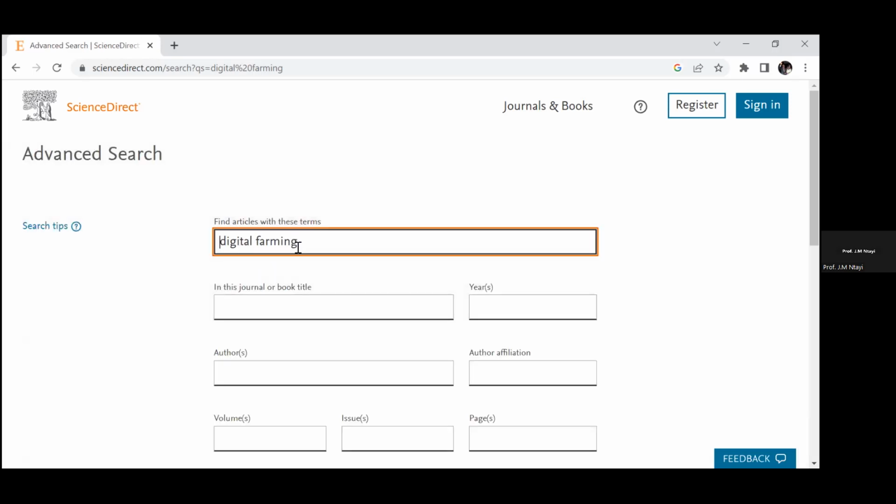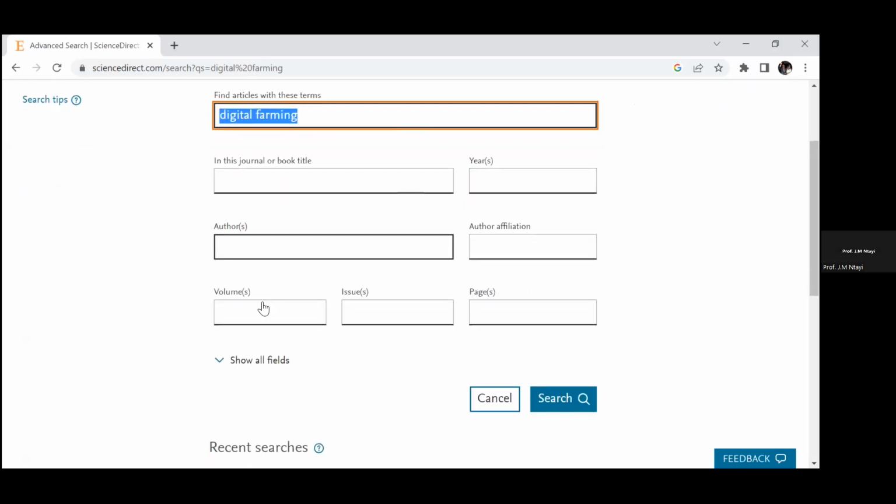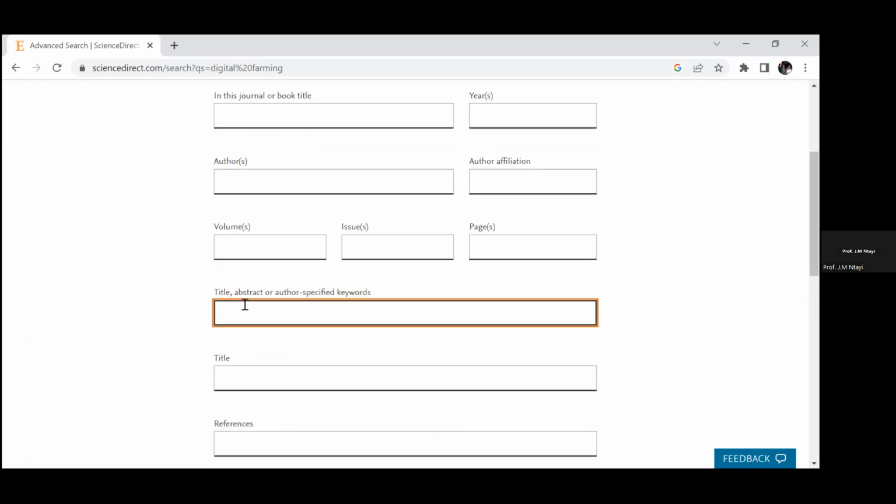And I tell the system that I'm interested in papers which have digital farming either in the title or in the abstract or in the author specific keywords. Remember, when you're writing a paper, there's always some space down there where you put keywords. So I'm saying that this information, digital farming, should appear either on the title, or if not in the title, I should at least meet it in the abstract. If not in the abstract, at least I should see it in the author specific keywords. So I put it there.